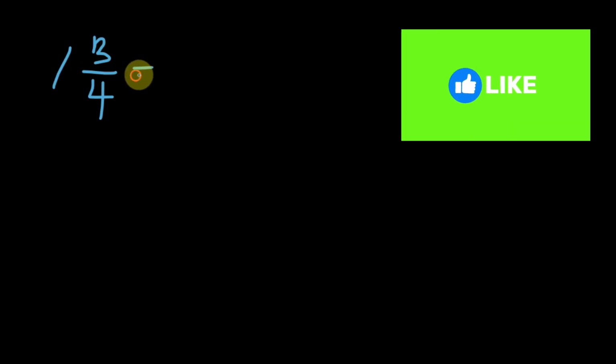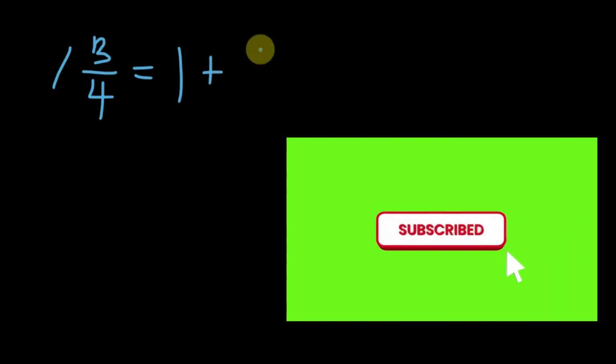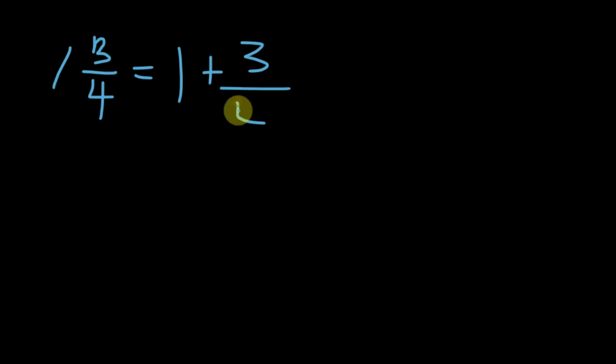The first example we are going to look at is 1 whole number 3/4. So how do we express this as an improper fraction? To express this, we have 1 whole number plus 3/4.